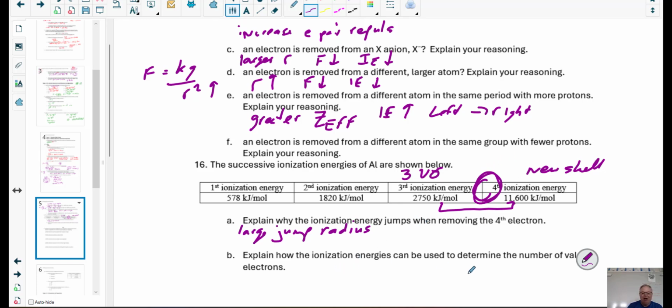So how can we use this to determine the number of valence electrons? Well, when we see this big jump, this must be a new shell. Therefore, all 3 of these are in an internal shell. So we know this is something that is in the third group or third column, or something that has a +3 charge or 3 valence electrons.